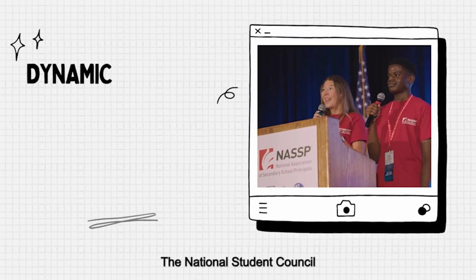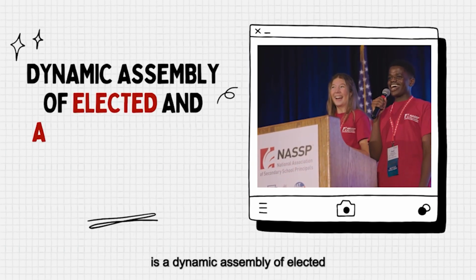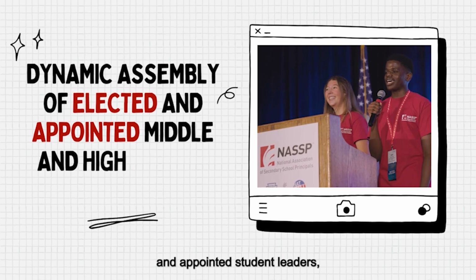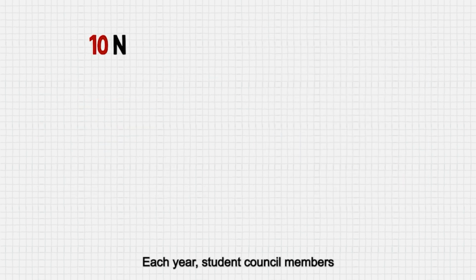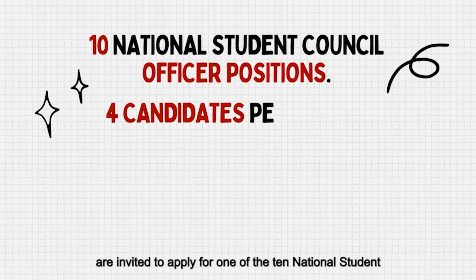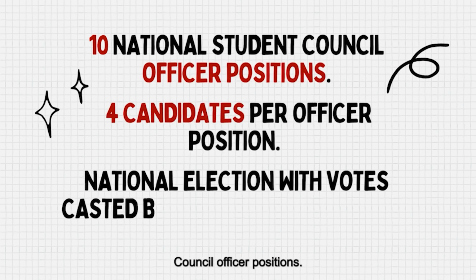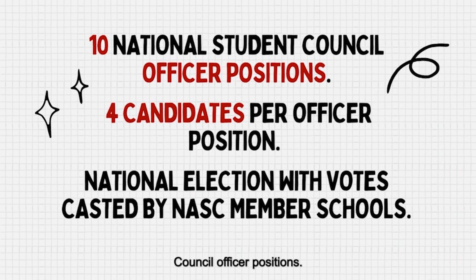The National Student Council is a dynamic assembly of elected and appointed student leaders, hailing from every corner of the United States. Each year, Student Council members are invited to apply for one of the 10 National Student Council officer positions. From those applicants, 4 candidates are selected per officer position to run in a national election, with votes casted by NASC member schools.